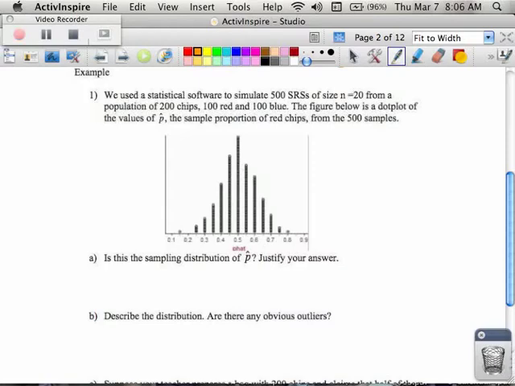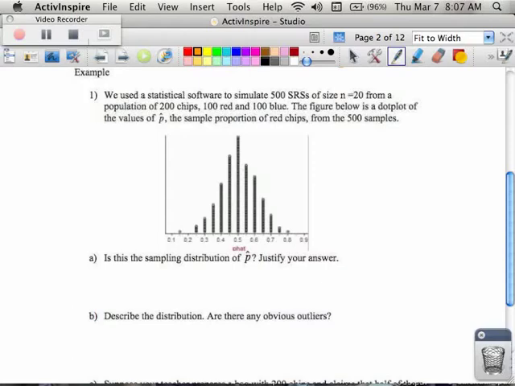Down below, there's a dot plot. You can't really see it. It kind of almost looks like a bar graph, but it's a dot plot of all the different values of p hat, which remember is the sample proportion of the red chips in this case, because they're talking about the red chips. Is this the sampling distribution?